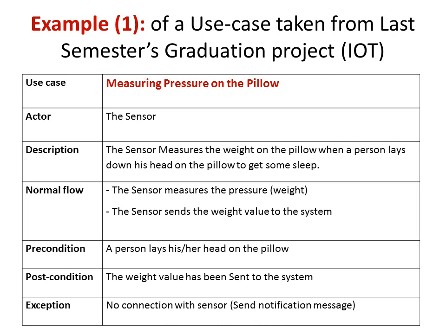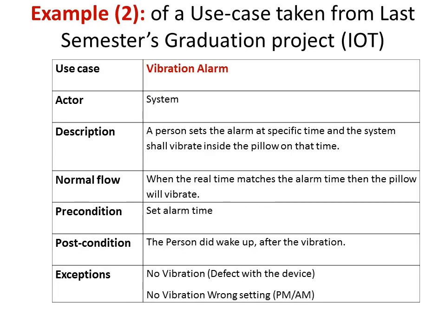A use case for one of the projects for our students, IoT. The use case name here is measuring the pressure on the pillow. This is to measure the pressure on the pillow. You can see the active sensor, description, and so on. You can read it. Example.